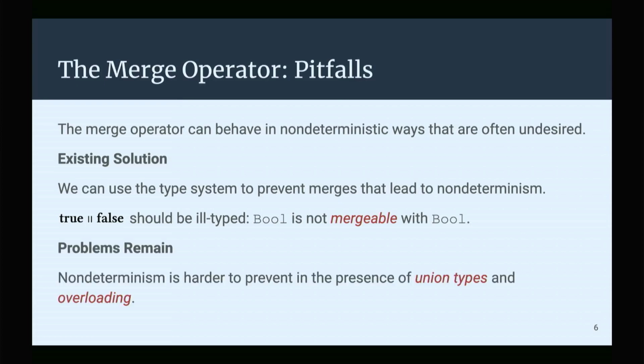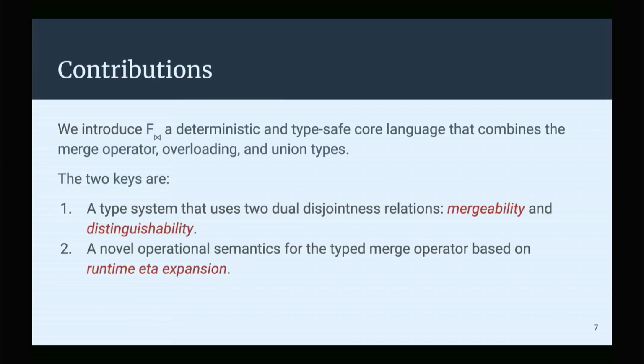So this is all well and good, but non-determinism gets even harder to prevent in the presence of union types and overloading. And so these are the language features we're going to look at today. Our work introduces a core language called emph. It's deterministic, it's type safe, and it has the merge operator, and it has overloading, and it has union types. The two keys to making this all work are two relations that are dual to each other. We call them disjointness relations. One is mergeability, and the other is distinguishability. That's the key in the type system, and the key in the operational semantics is performing type extension at runtime.